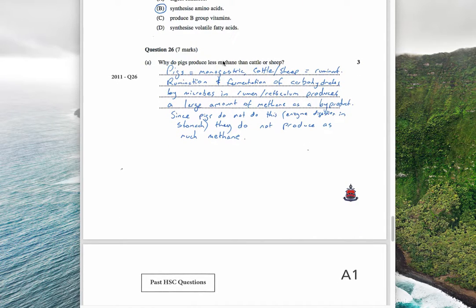This question here: why do pigs produce less methane than cattle or sheep? Firstly, you need to identify that pigs are monogastrics, cattle and sheep are ruminants. Rumination and fermentation of carbohydrates by microbes in the rumen reticulum produces a large amount of methane as a byproduct. And since pigs do not do this, enzyme digestion in the stomach occurs in pigs. They do not produce as much methane. So that's well and truly answering the question for 3. So you need to definitely identify that pigs are monogastrics and that cattle, sheep are ruminants. You need to talk about rumination, about the microbes and the byproduct of carbohydrate breakdown being methane.